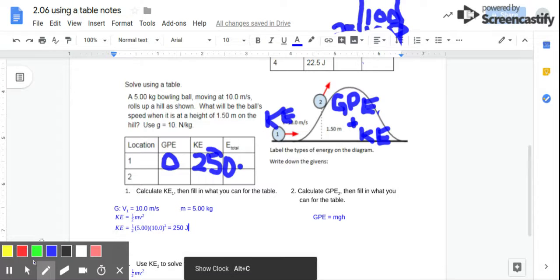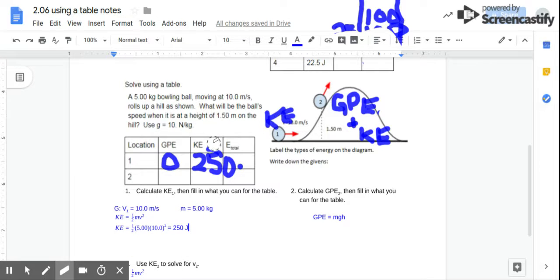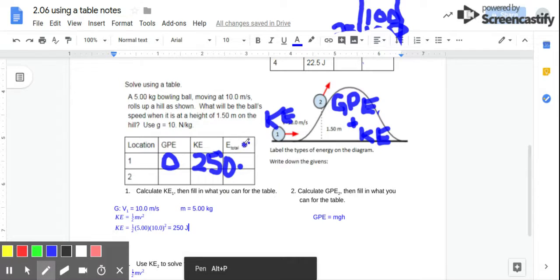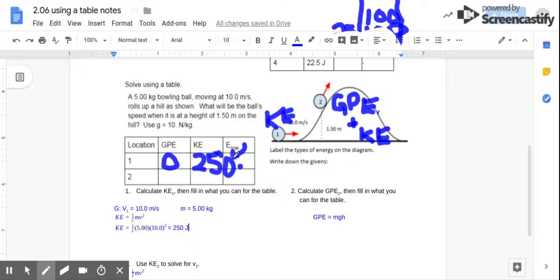Oh, this is not working. Whatever. I just can't write. Like I said in the last video, I meant to do this on the iPad. So anyway, E total is also, this isn't something we would normally do, but this thick pen is driving me nuts. So E total and KE are both 250 for this guy.